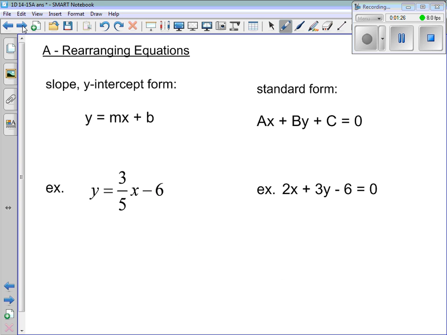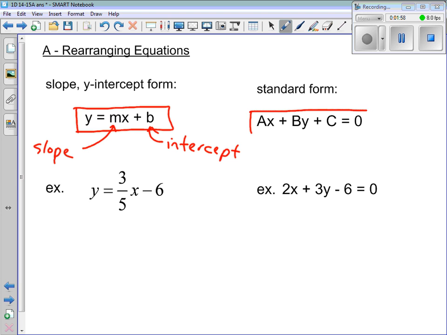The other form that we are interested in, so I basically just told you all of this stuff right here. Slope y-intercept form, m is the slope, this is the intercept. So slope y-intercept form is a very useful form to have your equation in, because you can use the slope and the intercept to sketch a graph of the equation very easily, and it tells you some information about it. The other form that you will see linear equations put in is what is called standard form.